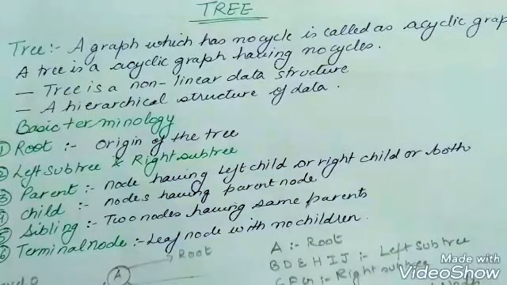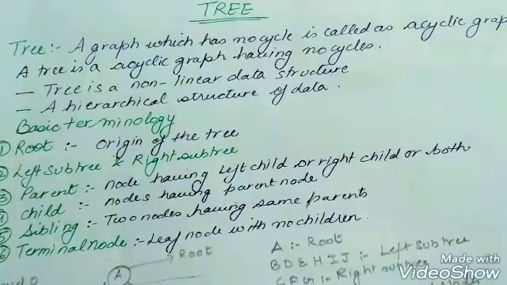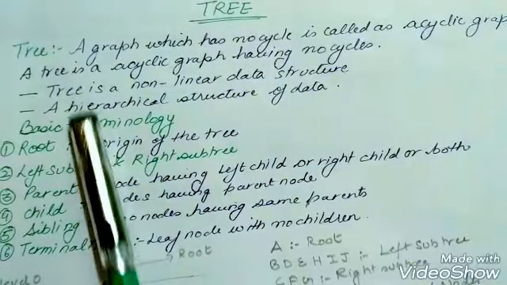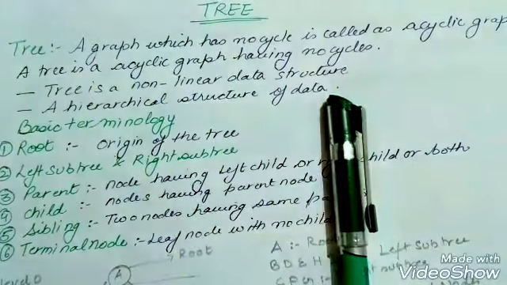What is the definition of a tree? A graph which has no cycle is called an acyclic graph. A tree is an acyclic graph having no cycles, right? A tree is a graph which has no cycles in it, fine? Which means that all the nodes should not be connected to each other, fine? So a tree is a non-linear data structure.